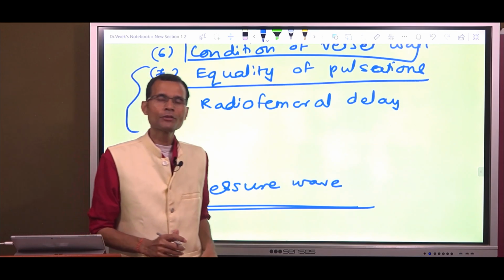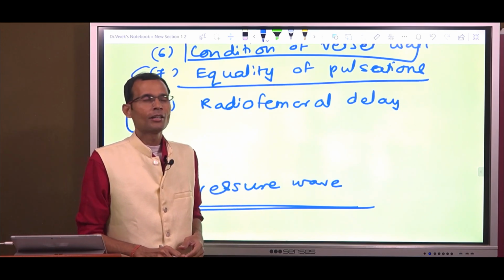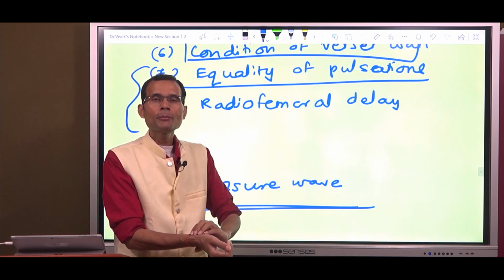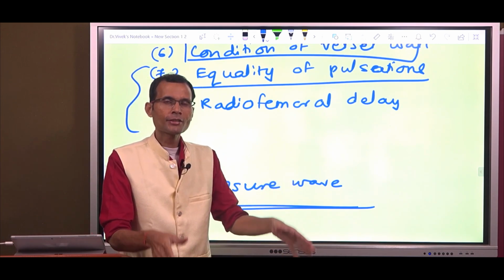Right. Now only two things are remaining. One is equality of the pulsations. Well, equality as in you feel both the radial pulsations simultaneously.